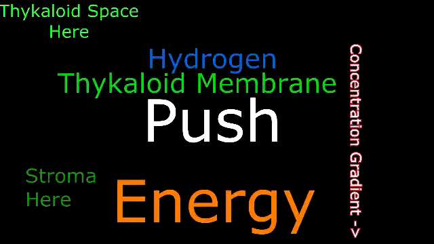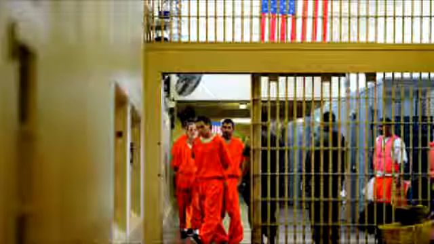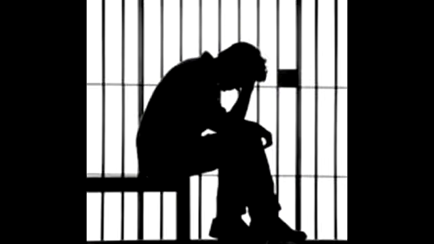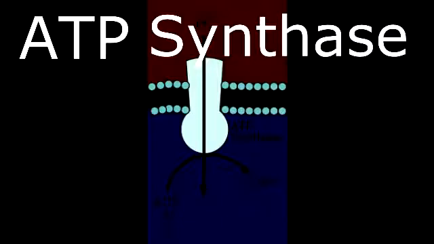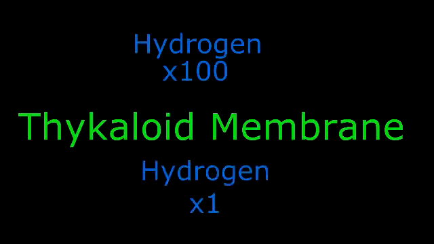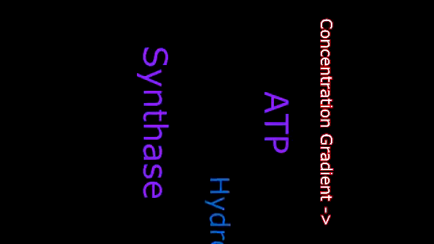When the hydrogen is pushed into the thylakoid space like a bunch of prisoners on death row, they are trapped in there, exactly like a prison. The only way out is through the ATP synthase, and there is a lot of hydrogen in the thylakoid space and very few in the stroma. So they move down their concentration gradient to join up with their homies again.